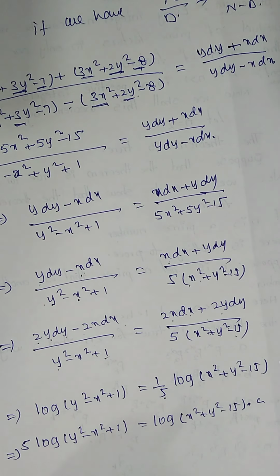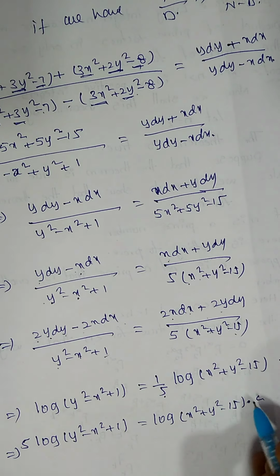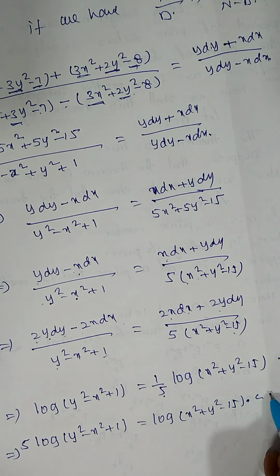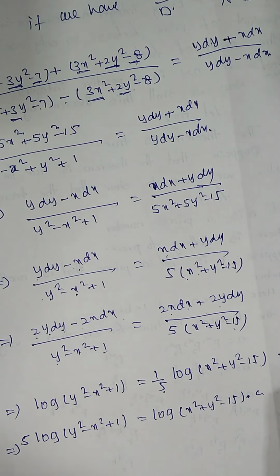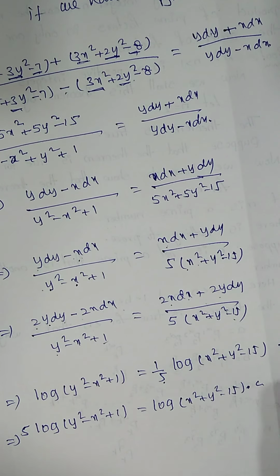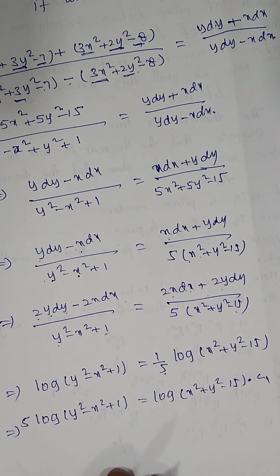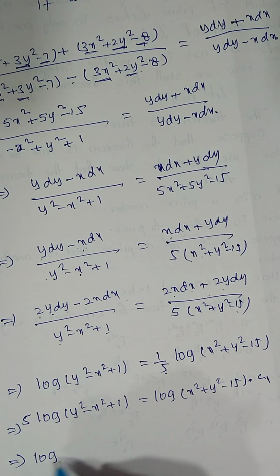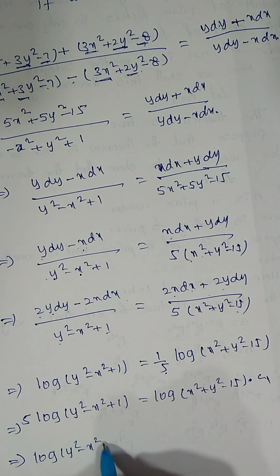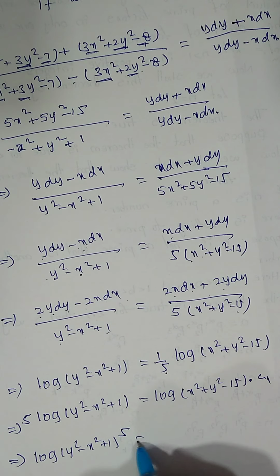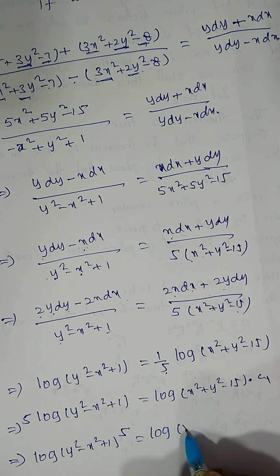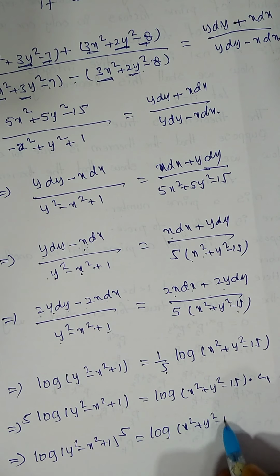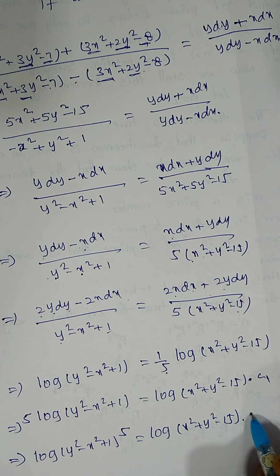Here log a plus log b is equal to log a b. Here 5 log is also the same; 5 log c we can write as c1, here we write only c1. That implies log of y square minus x square plus 1 all to the power of 5 equal to log of x square plus y square minus 15 into c1.